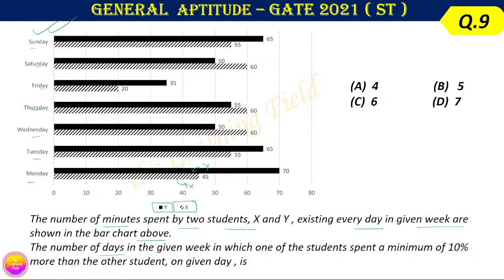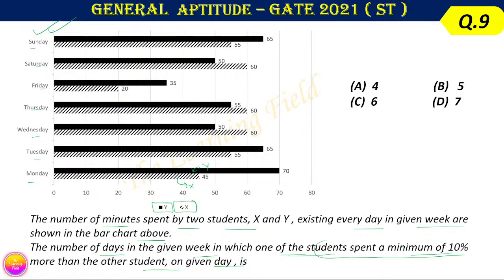The number of days in the given week in which one of the students spends a minimum of 10% more than the other student on a given day is. That means we have to calculate the number of days of the week in which one of the students spends a minimum of 10% or more, that means 10% or 20% or 30% more than the other student. So we have to calculate the days in which the difference between the students is 10% or more.